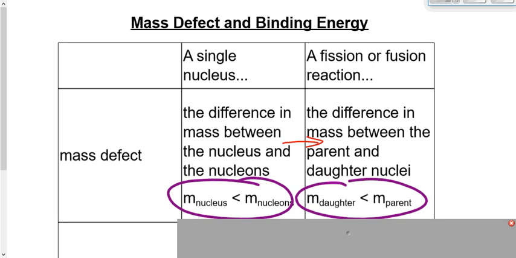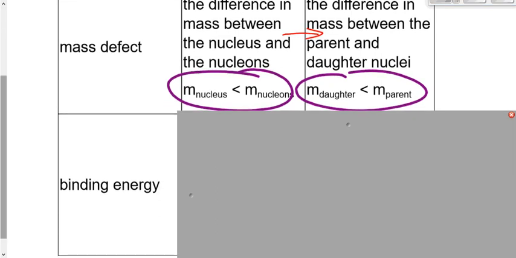So what? So we got a little bit of missing mass. Well, we said when we described these fission and fusion reactions that there's energy release. Not very much in a particular reaction, but there's still energy release. Where does it come from? Well, if we're missing mass, then it comes from the missing mass. That missing mass is converted to energy. We can define that energy as binding energy.